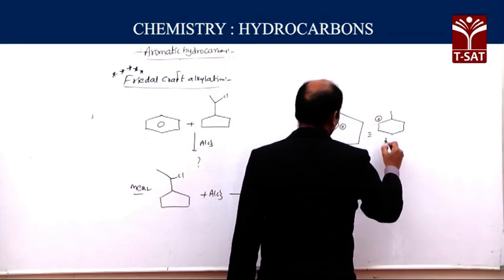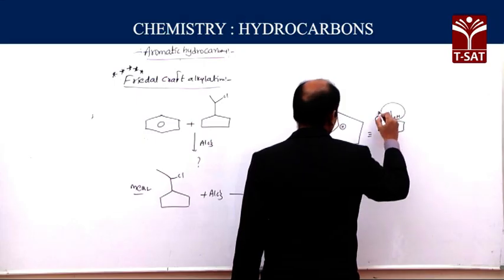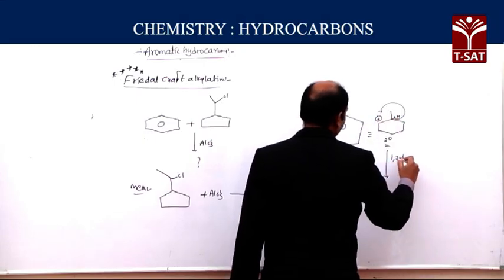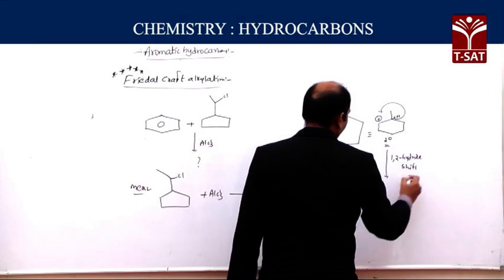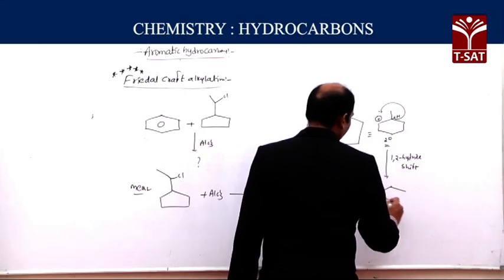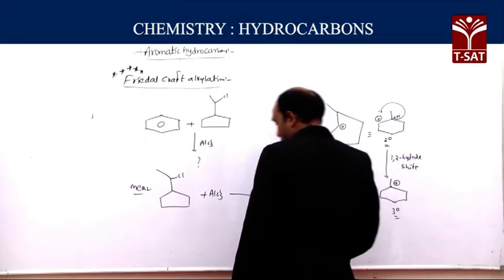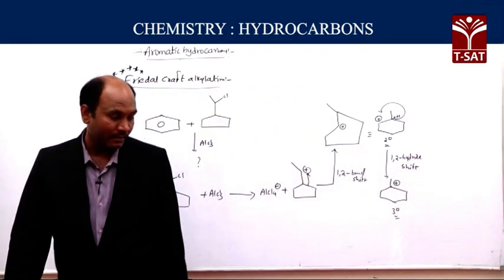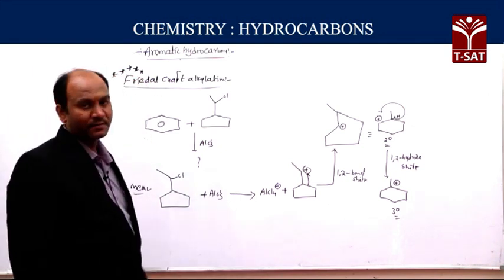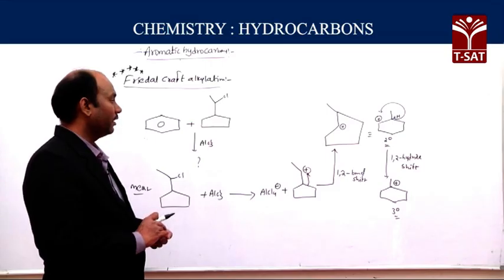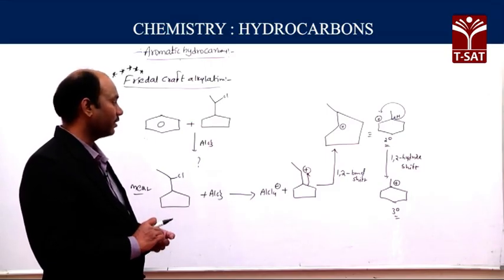a secondary carbocation. And again a 1,2 hydride shift takes place. So what we get is a tertiary carbocation. In the 1,2 bond shift, the 5-membered ring is converted into a 6-membered ring. Similarly, in the 1,2 hydride shift, the secondary carbocation is converted into a tertiary one.